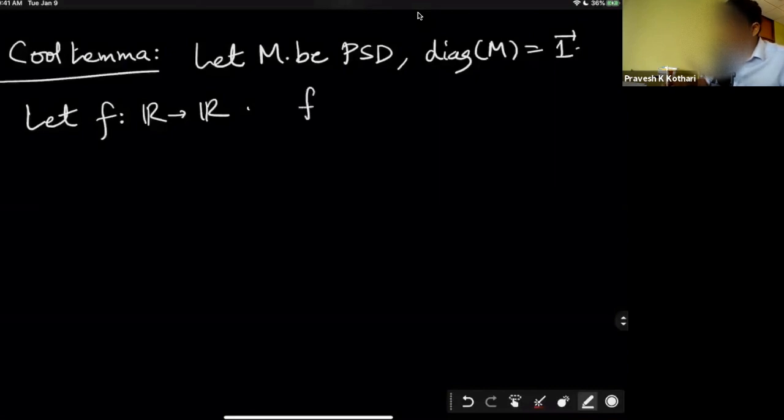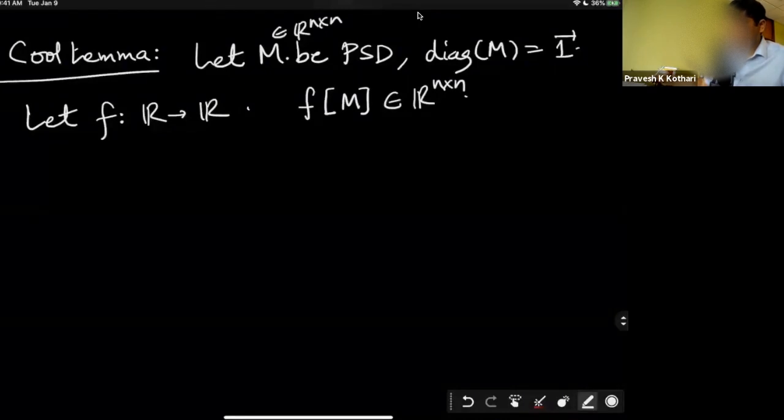I'm going to write this as F square bracket M, not to be confused with F round brackets M. And what does this mean? It's also going to be a matrix. If M is a small n by small n matrix, then so is F square bracket M.